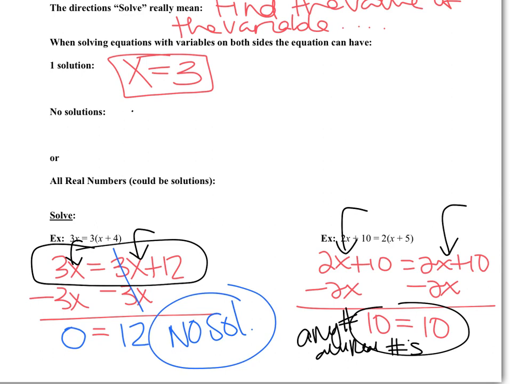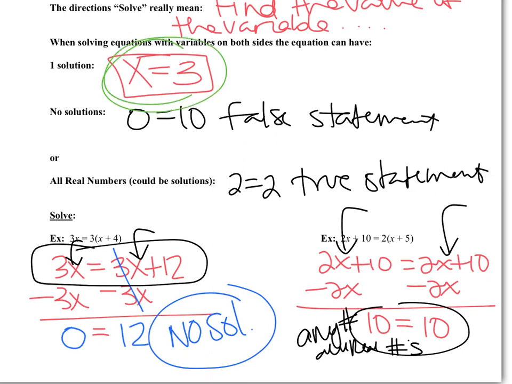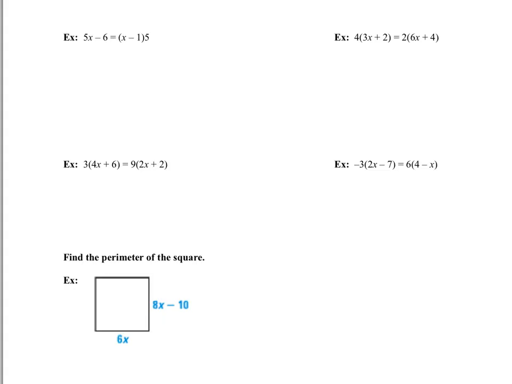So no solution, you're going to say when you get a false statement. And all real numbers is your answer if you got a true statement, something like 2 equals 2. So your answer is going to look one of 3 ways, which is really important to keep in mind. Your answer is either going to be x equals a number, or it's going to be no solution, or it's going to be all real numbers. That's what you'd write on your paper.